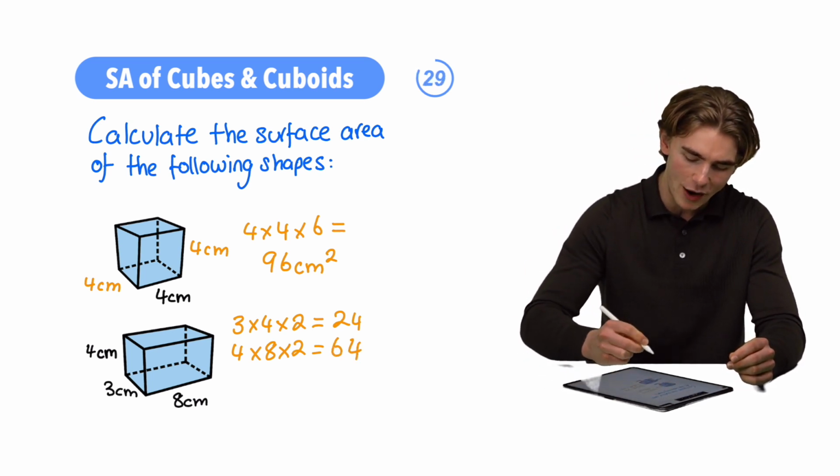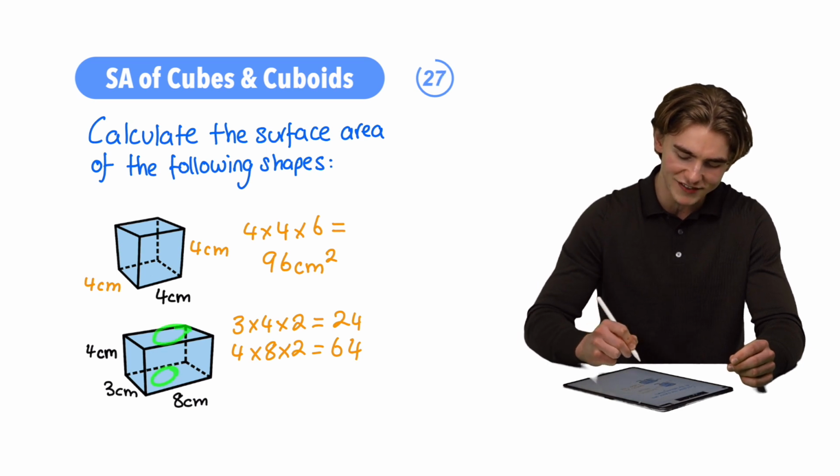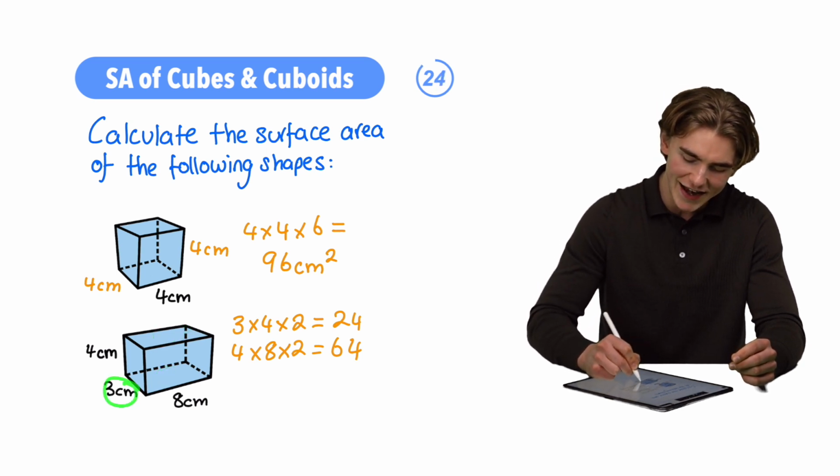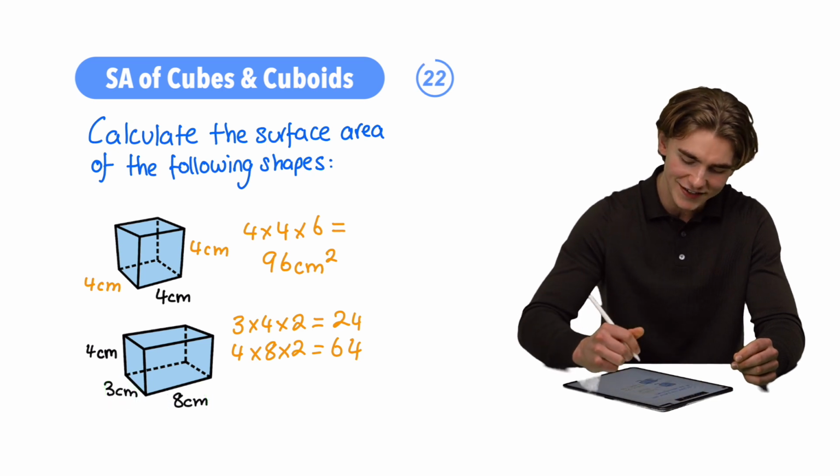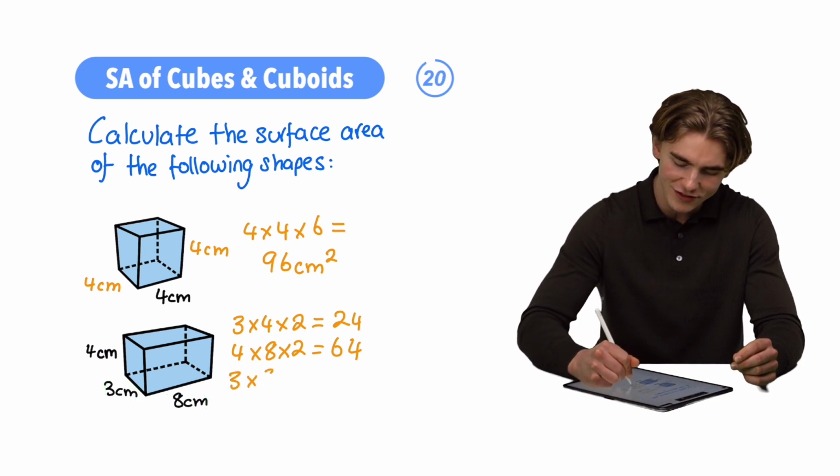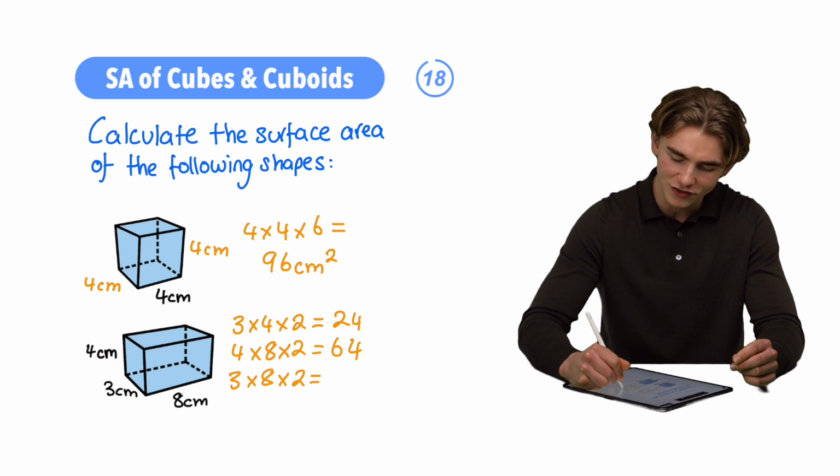And finally, dealing with our top and bottom faces, what are we going to do? This time we have a width of 3 centimeters and a length of 8. So we're going to do 3 times by 8. And then we're going to multiply that one by 2. 3 times 8 is 24, times by 2 is going to be 48.